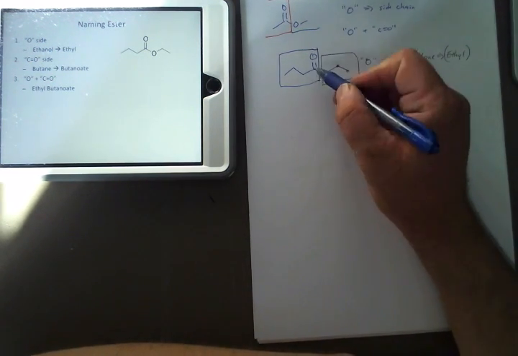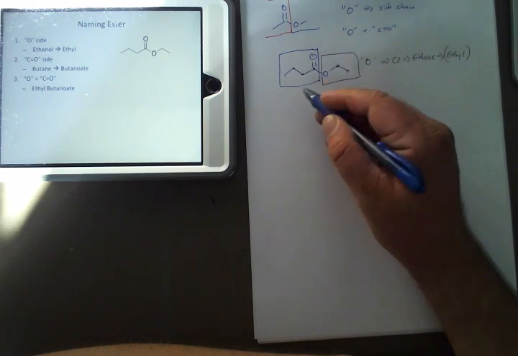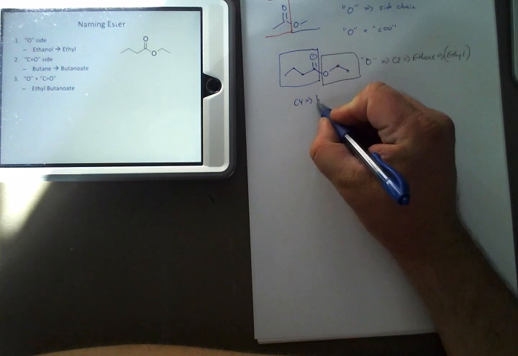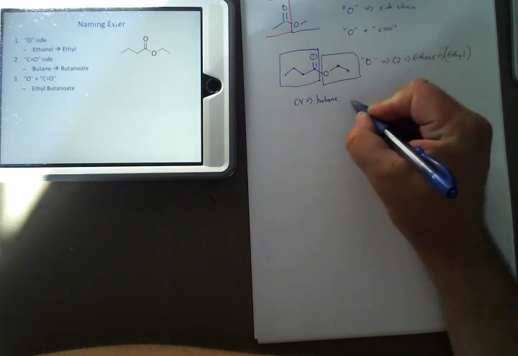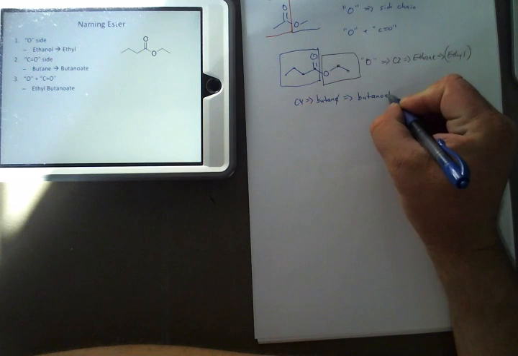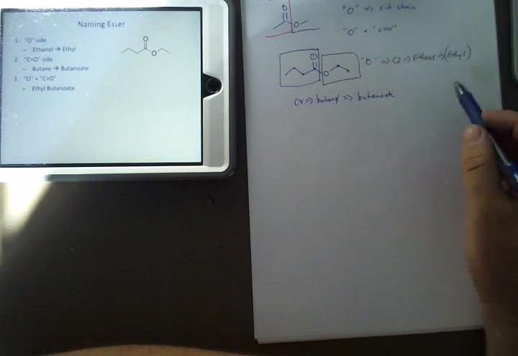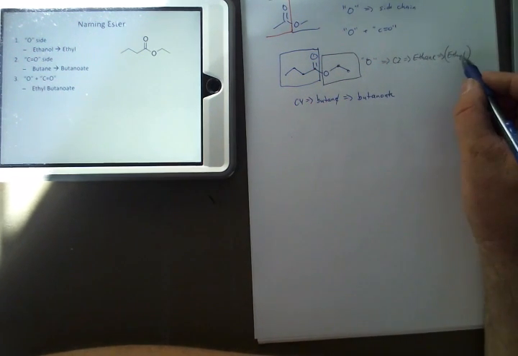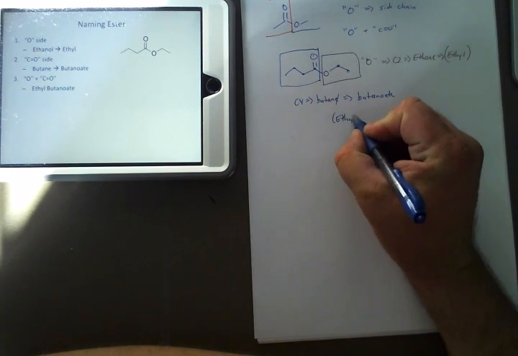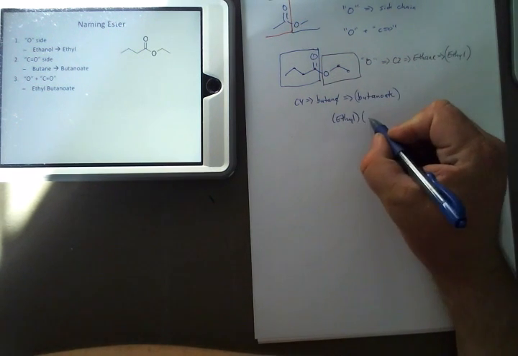Now the C double bond O side, right? So it's 1, 2, 3, 4, so it's C4. That would normally be butane, but we're going to change that suffix to butanoate. Okay. And so what you end up doing is you end up putting this first and then that. So your final name becomes ethyl butanoate.